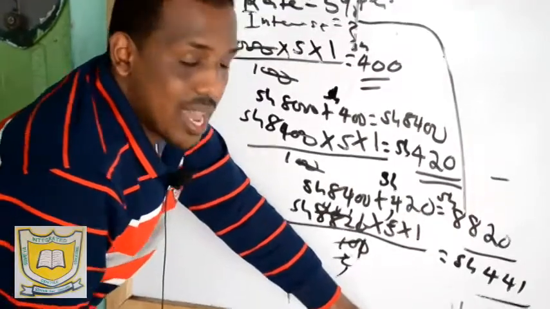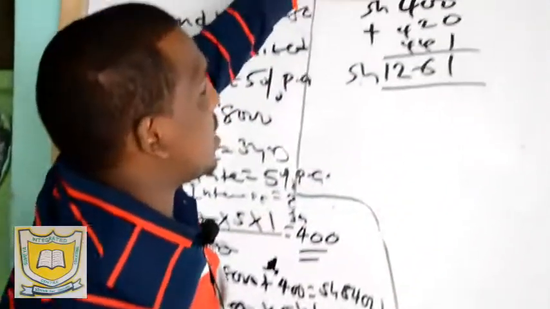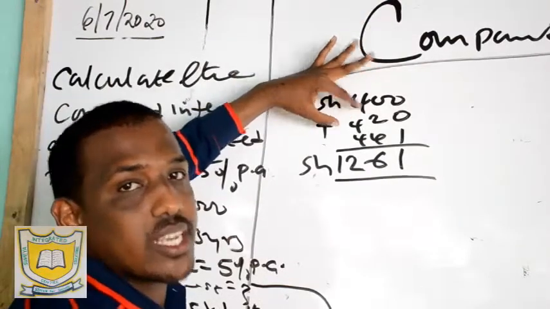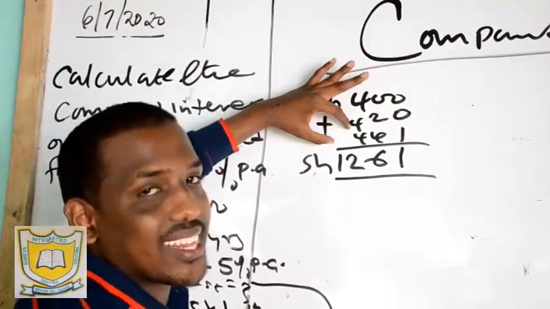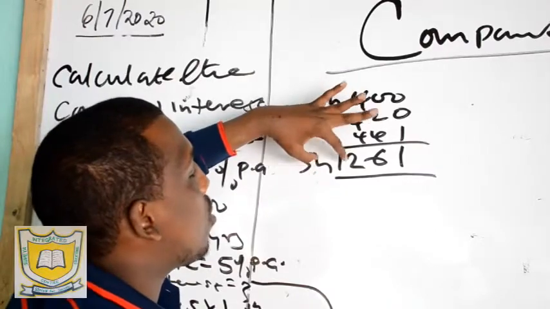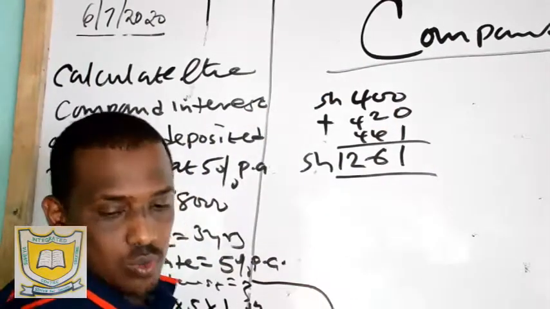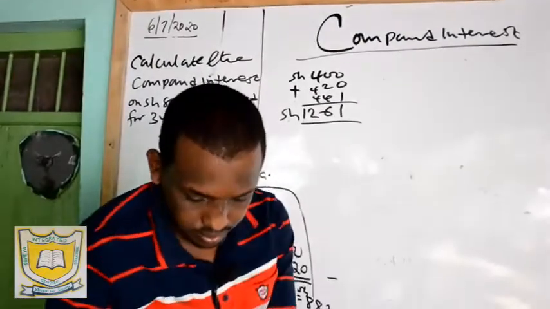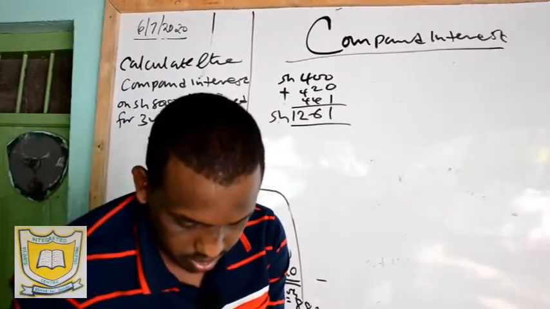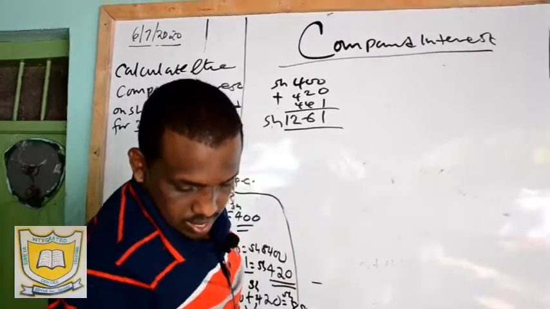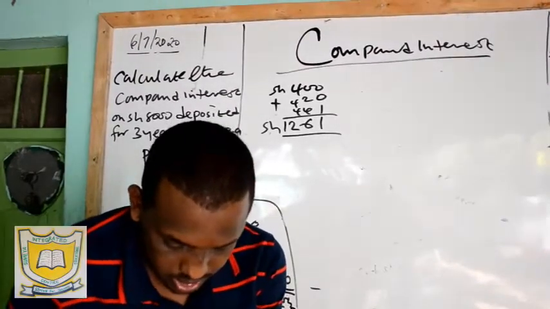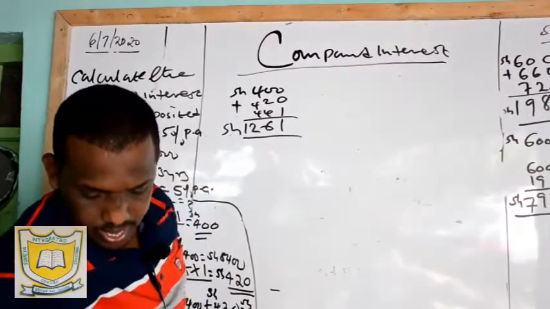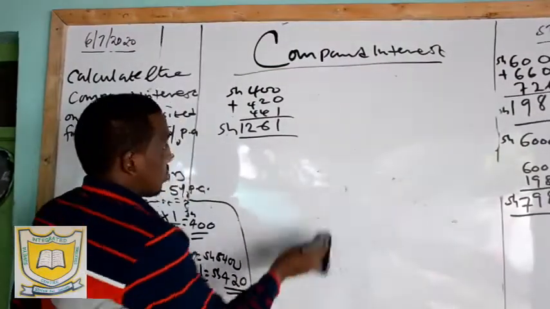So what do you do? You add the three interests now. The first year interest 400, the second year interest 420, the third year interest 441, you will get 1,260. So that is now what they were asking, the compound interest. That is how we find it when it is 2 years. Now let us go to another question.